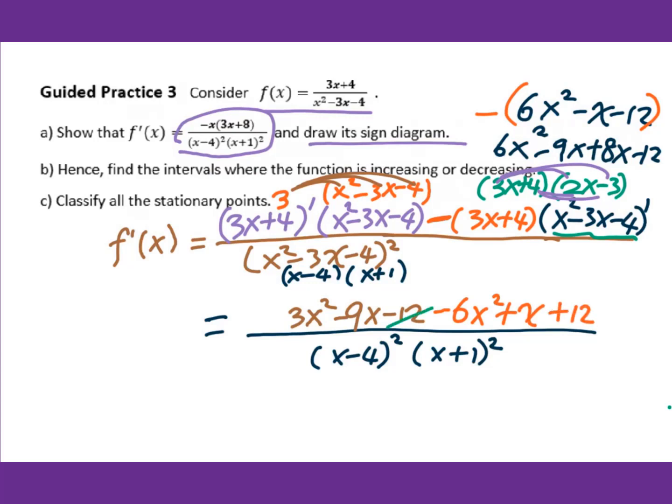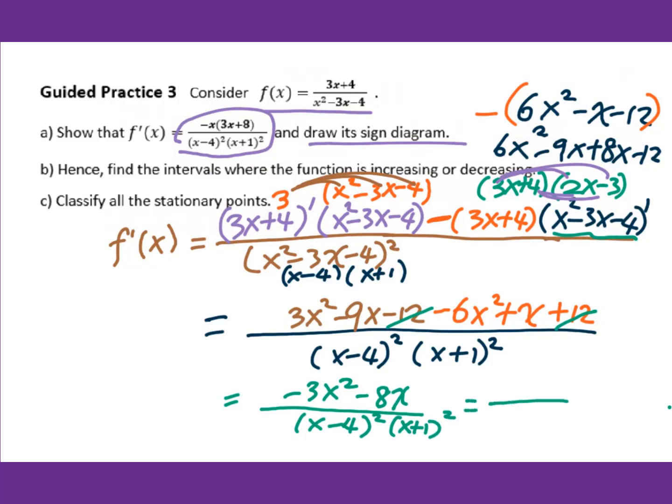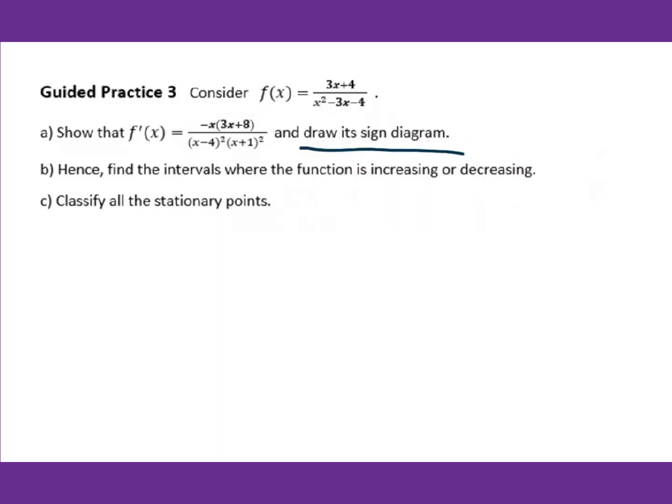Then combine like terms. You will get negative 3x squared minus 8x. Then the denominator will be x minus 4 squared, x plus 1 squared. That equals negative x times 3x plus 8 over x minus 4 squared, x plus 1 squared. Then draw the sign diagram.